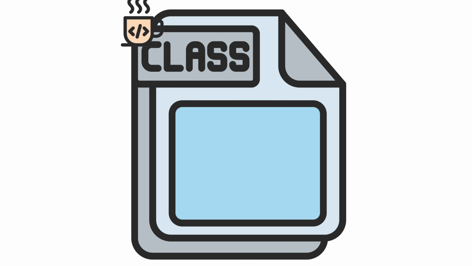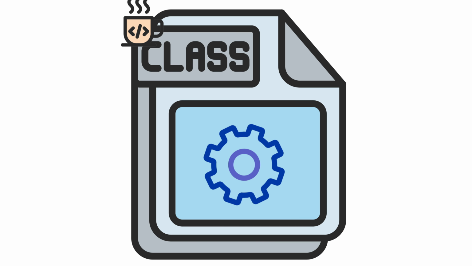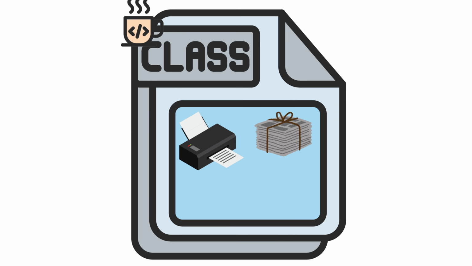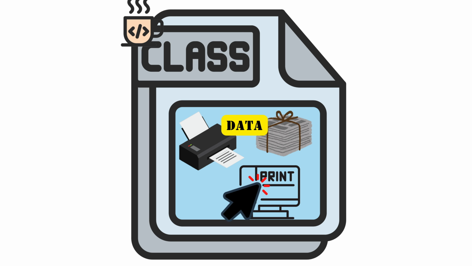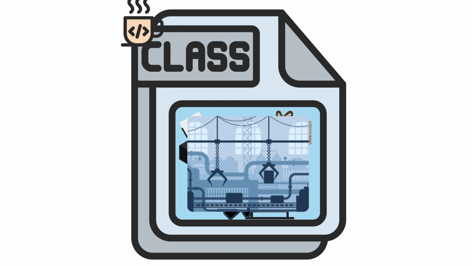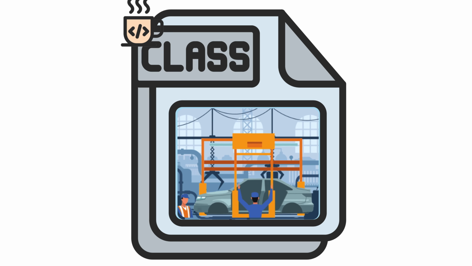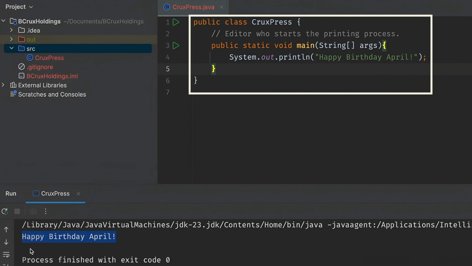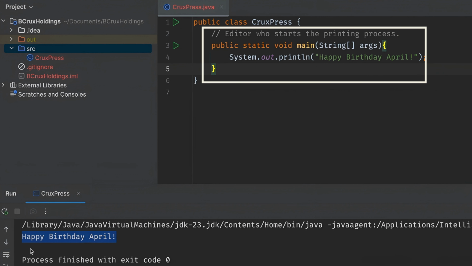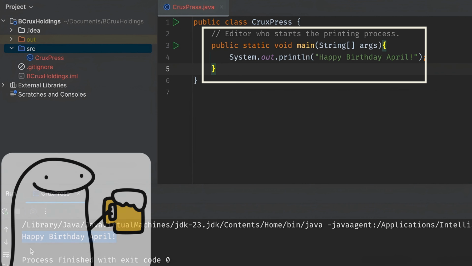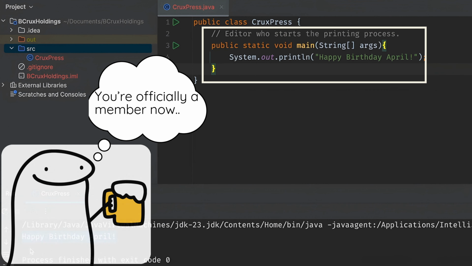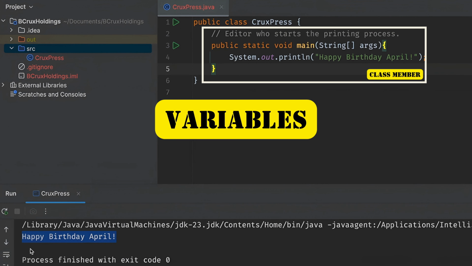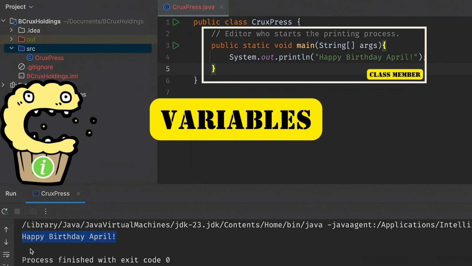In Java, everything happens inside a class, a blueprint that groups related data and behavior. Think of it like a factory where different elements work together. In the last video, we built Crux Press. Inside this, we had a main method, which is a class member. And among the class members are variables, which store information.